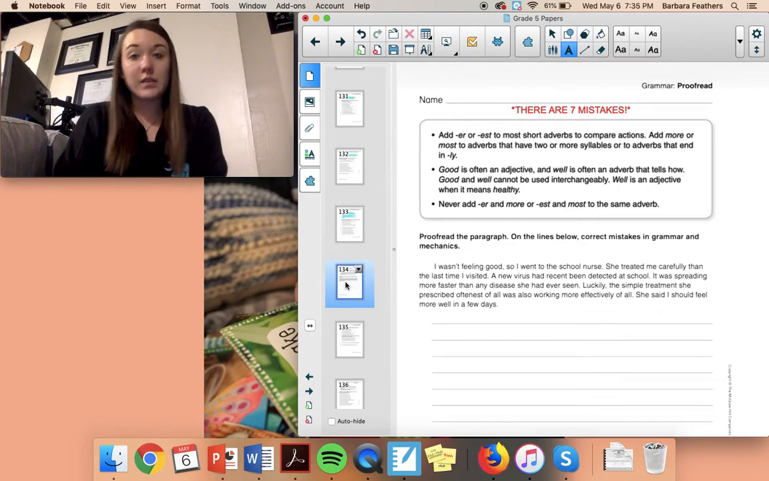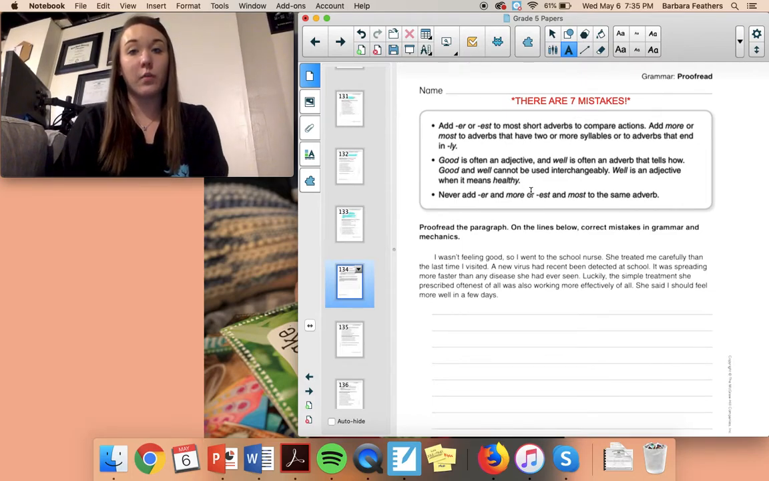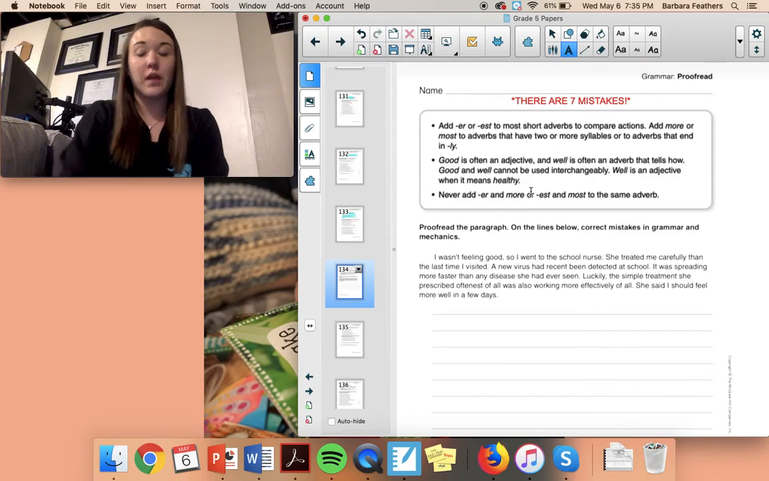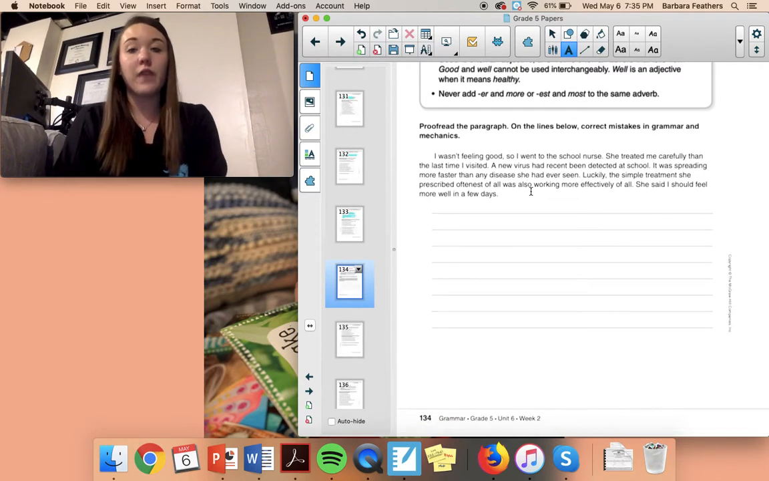Your very last page is page 134. I gave you a little hint that there are 7 mistakes. The box reminds us of the same rules from pages 131 to 133. The directions say to proofread the paragraph and on the lines provided, correct mistakes in grammar and mechanics.